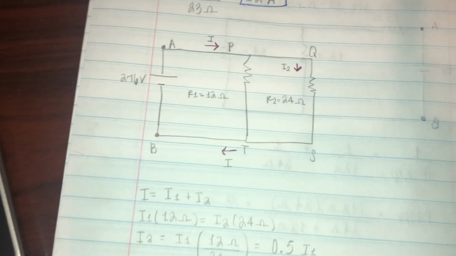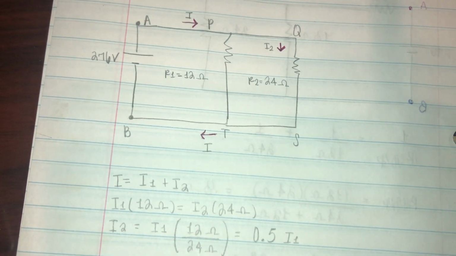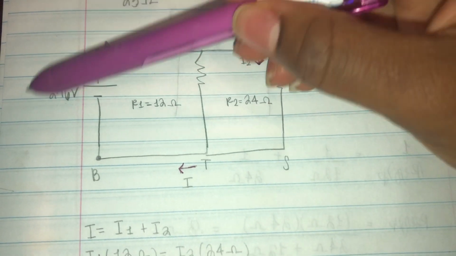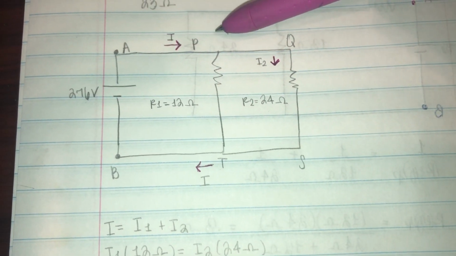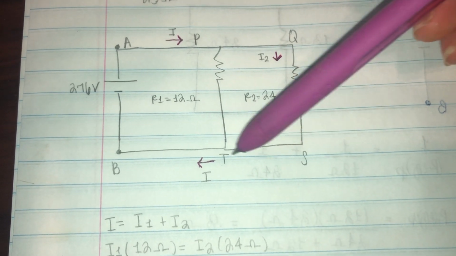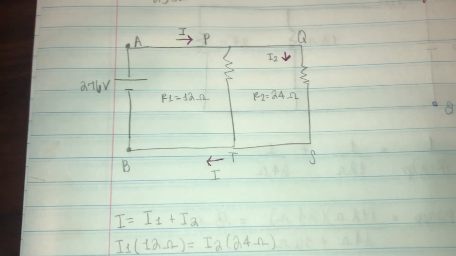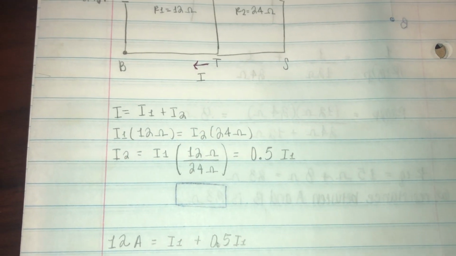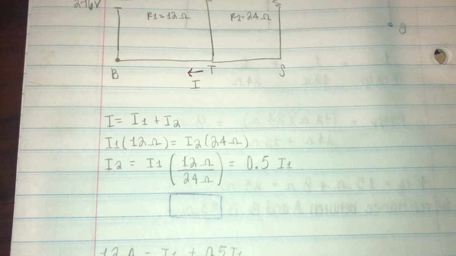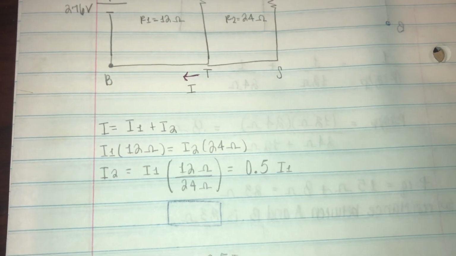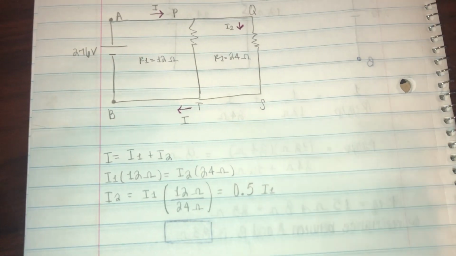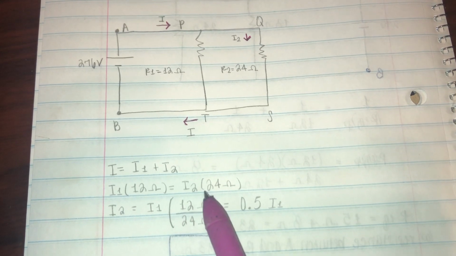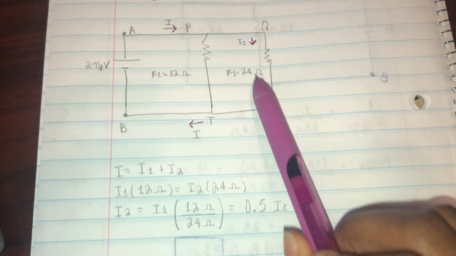And then we go down and we have the diagram relabeled again, just showing us the current flow of each resistor. So this is our positive, and it's going this way. I2 is going down, and I is going to the left. So the equation to apply the junction rule is I equals I1 plus I2. So we have the equation right here, I1 times 12 ohms equals I2 times 24 ohms right here.